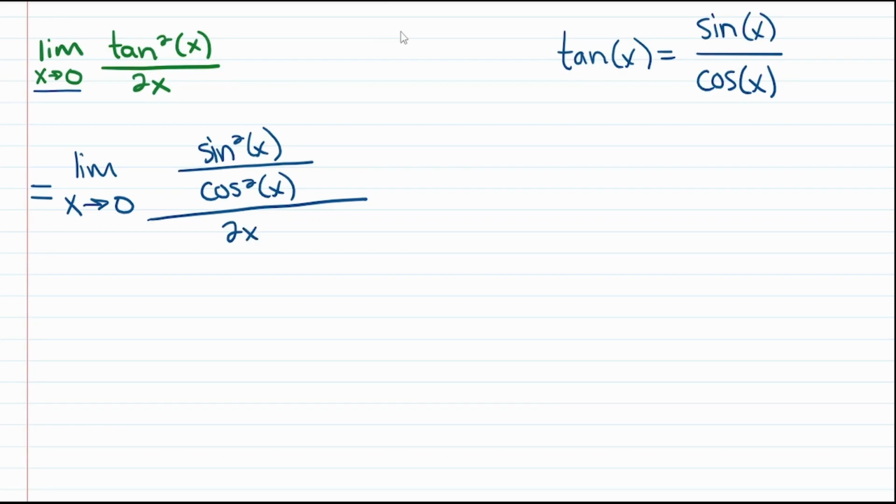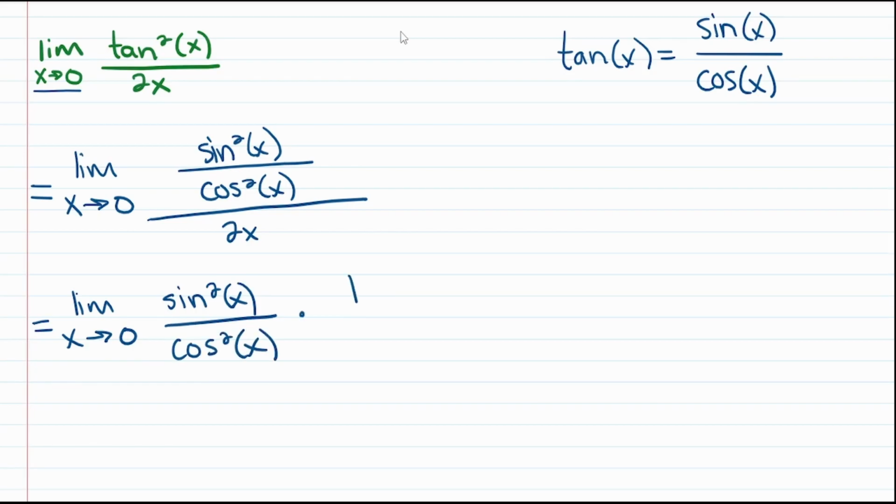This is getting a little bit crowded, so let's go ahead and rewrite it by splitting these fractions. So we'll separate them. The limit as x approaches 0, and we'll write our sine squared over cosine squared, and then we'll write our 2x off to the side as 1 over 2x. So we have sine squared of x over cosine squared of x, and then we have our 1 over 2x. So we're getting pretty close.